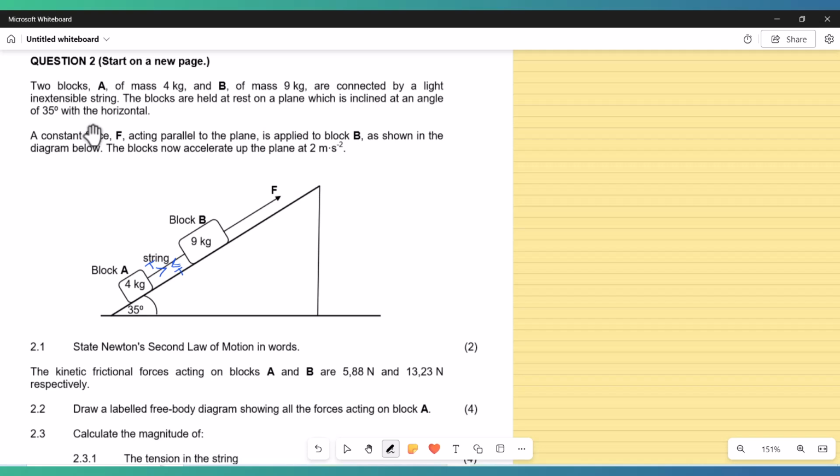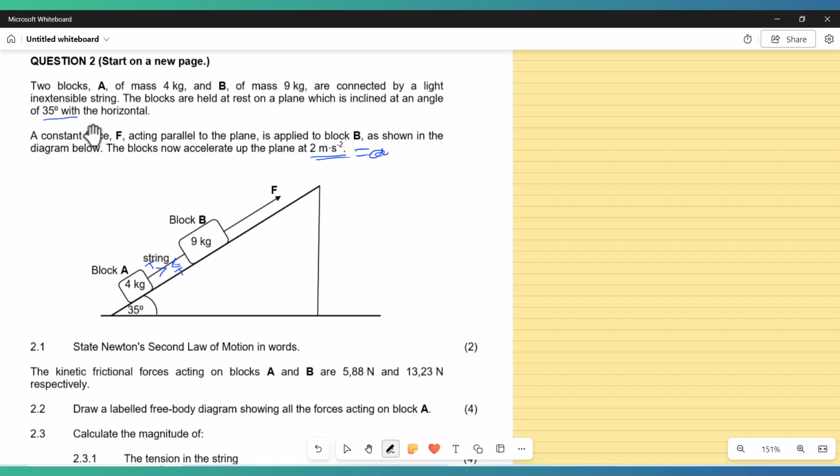Now they say that the blocks are held at rest on a plane which is inclined at an angle of 35 degrees with the horizontal. That's not a problem. There's a constant force F acting parallel to the plane, applied to block B, as shown in the diagram. The blocks now accelerate up the plane at 2 meters per second squared. Guys, the 2 meters per second squared is acceleration. If they say constant velocity, it means zero acceleration. In that case, our F net, which is equal to ma, will be 0.